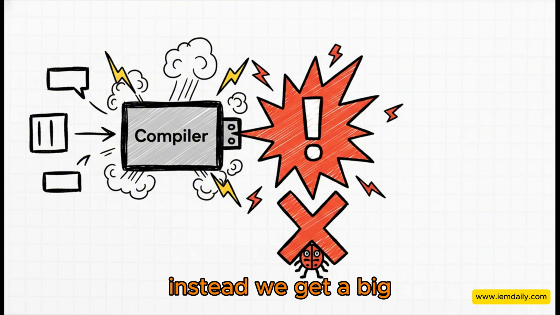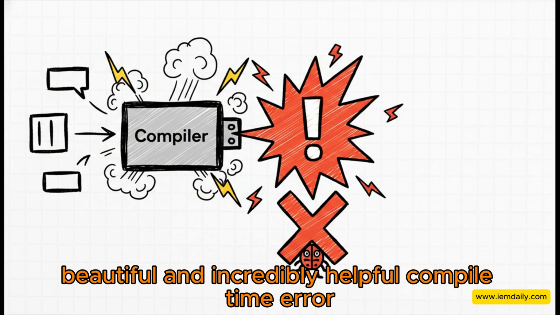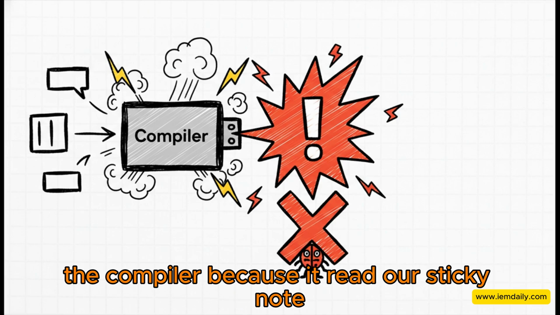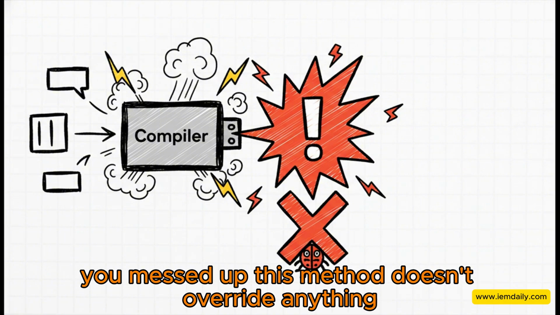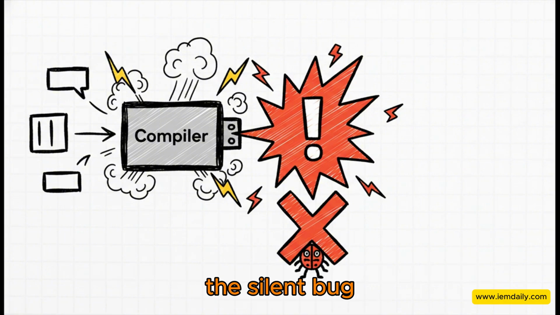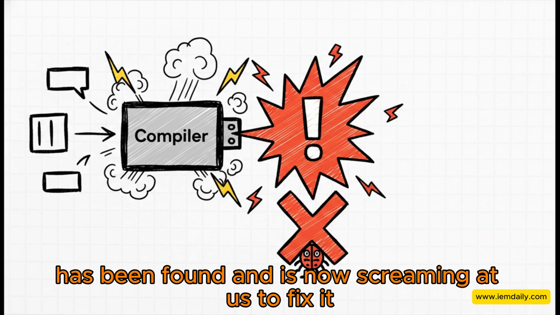Instead, we get a big, beautiful, and incredibly helpful compile time error. The compiler, because it read our sticky note, checked our work, and immediately told us, hey, you messed up. This method doesn't override anything. The silent bug has been found and is now screaming at us to fix it.